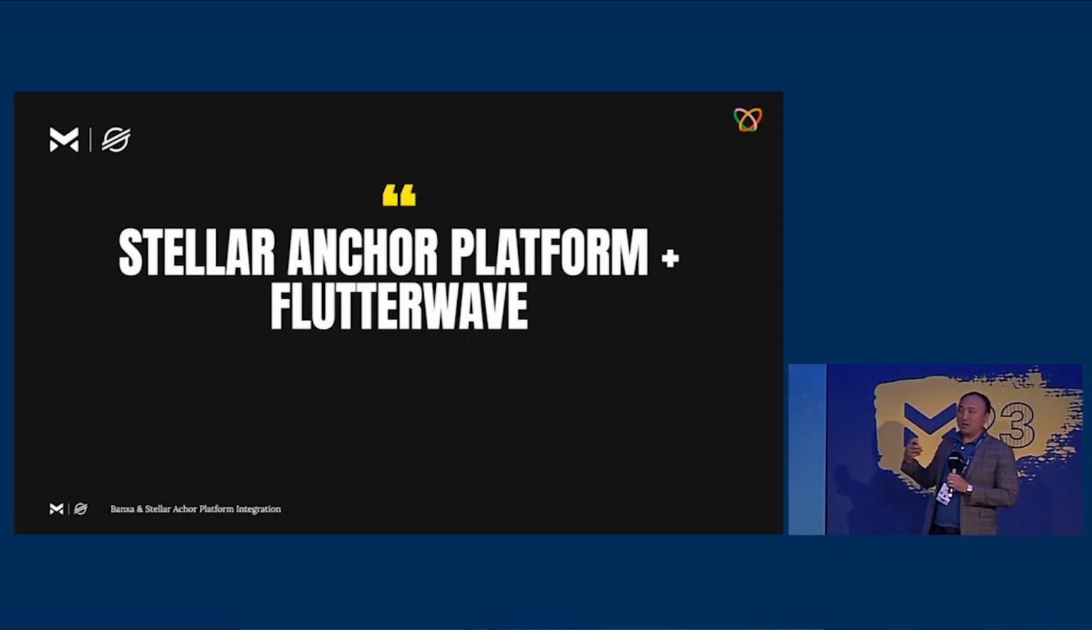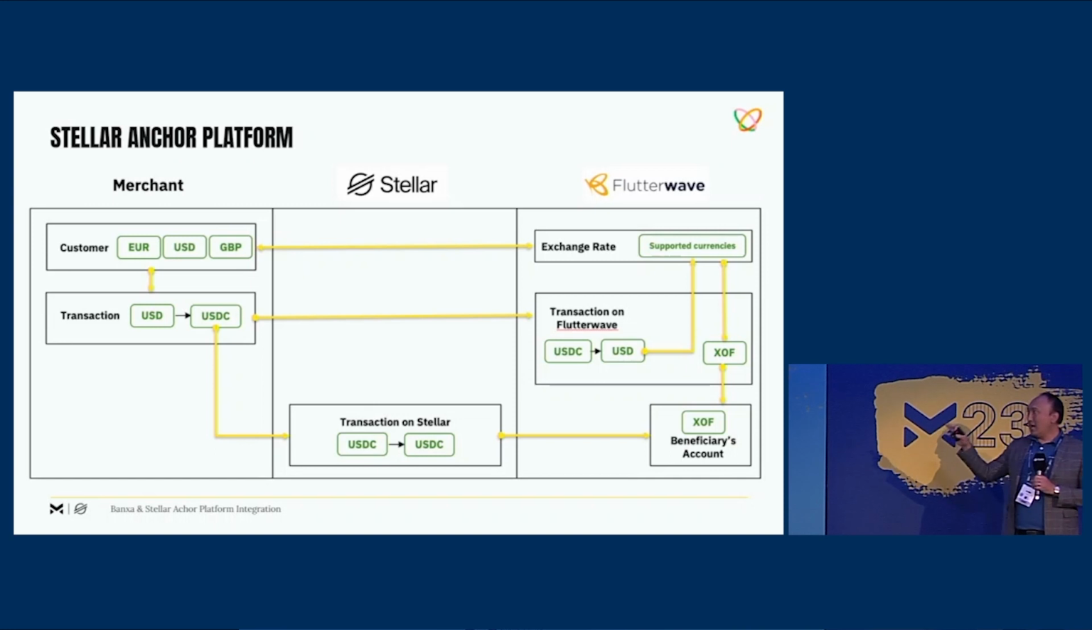So what are we doing on the Anchor platform? On a high level, we have the other anchor. It's not a merchant. We call it a merchant, but it's basically the on-ramping anchor. So there's a money transfer anchor that wants to move money into Africa. They are able to then get their customers to move money into USDC. We're transacting on Stellar.